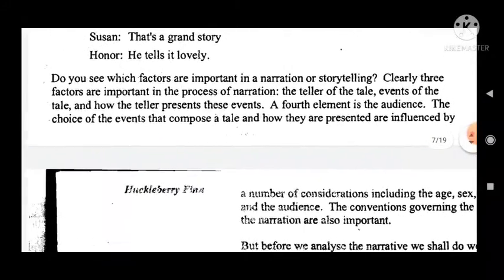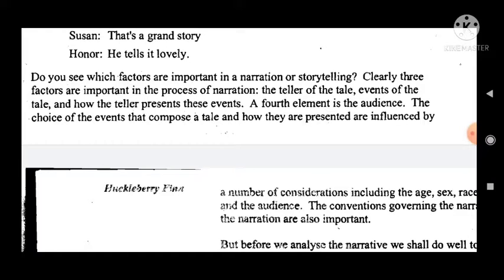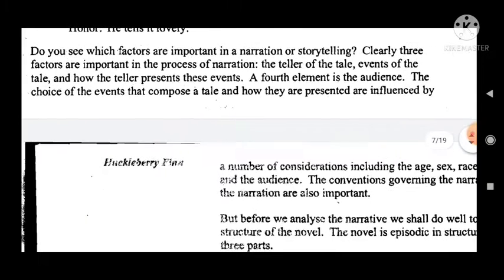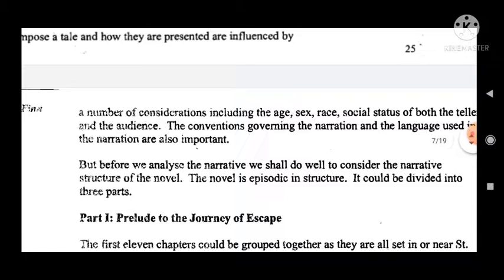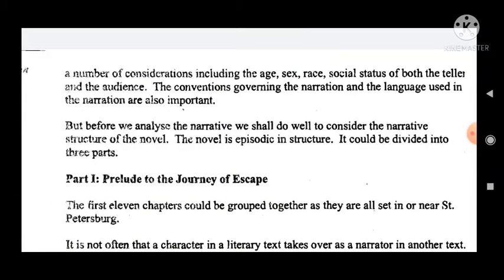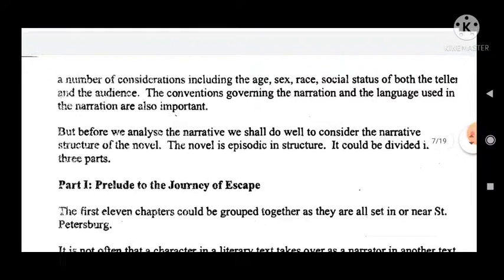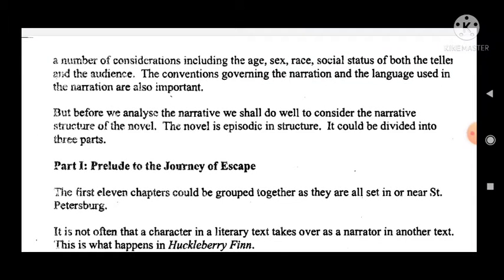So for a narration or narrative technique, what are the most important factors? Clearly, three factors are important in the process of narration: the teller of the tale, the events of the tale, and how the teller presents these events. A fourth element is the audience. The choice of events and how they are presented are influenced by age, sex, race, and social status of both the teller and the audience. The conventions governing the narration and the language used in the narration are also important.